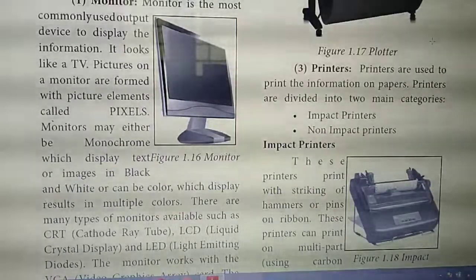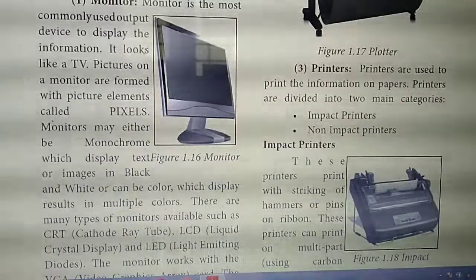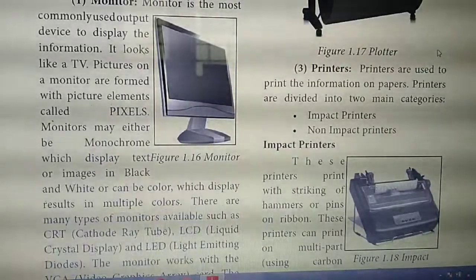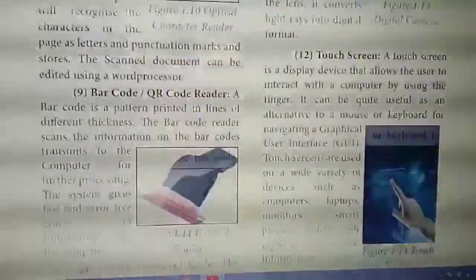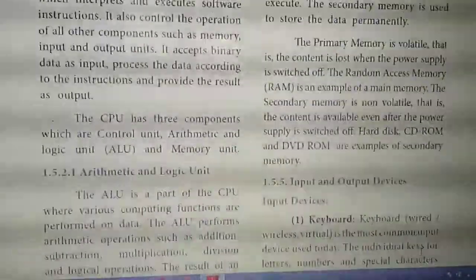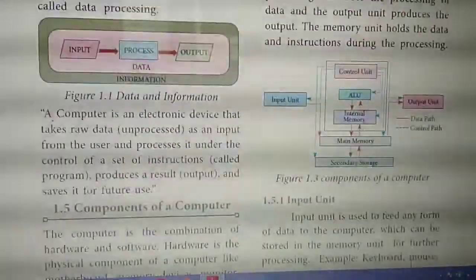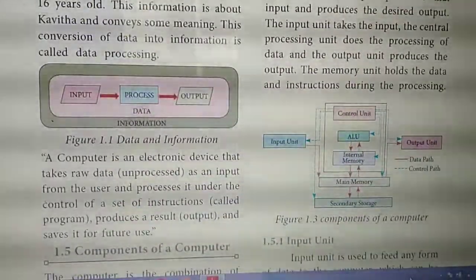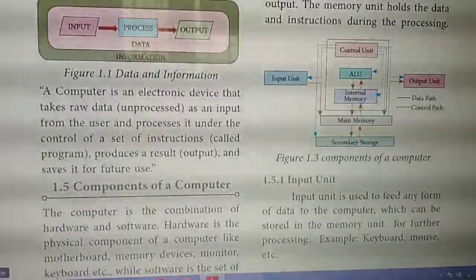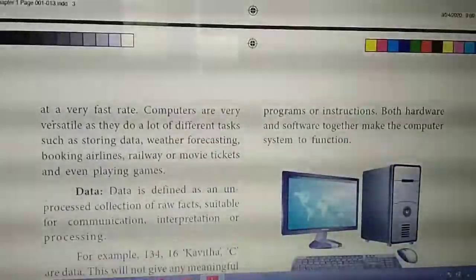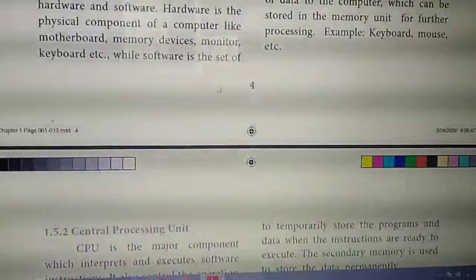So, next thing is a detailed question. Have you all marked? Detailed question. First, write the basic components of a computer with neat diagram. Take page number 4. Basic components of a computer with neat diagram, starting from here, page number 4.